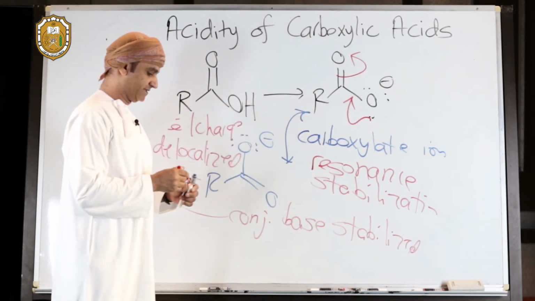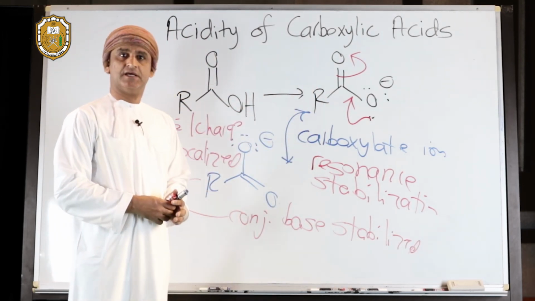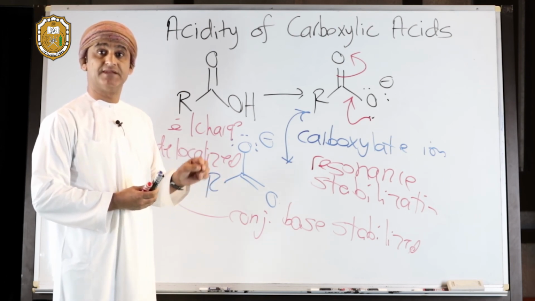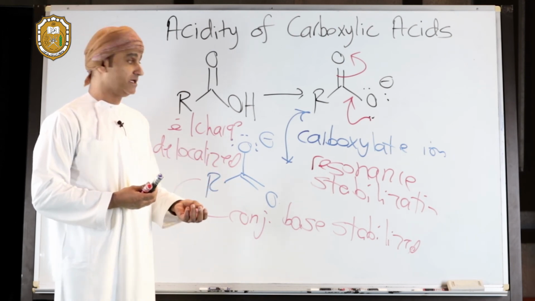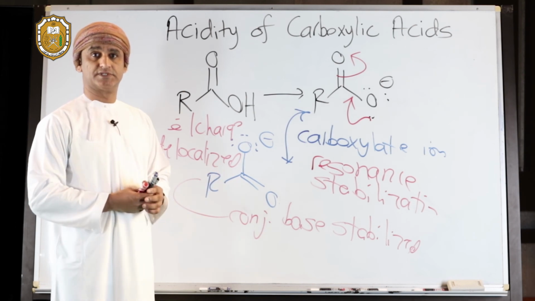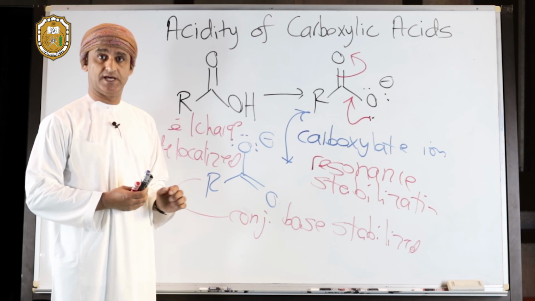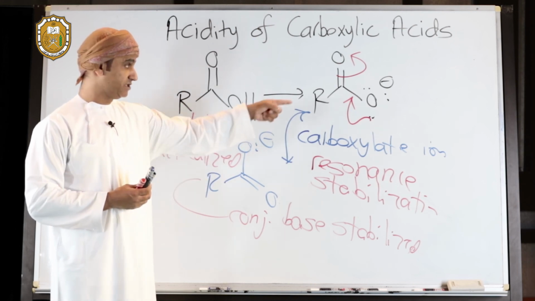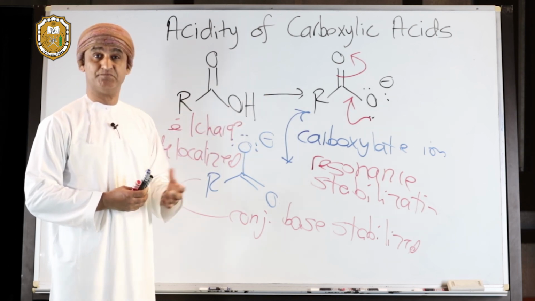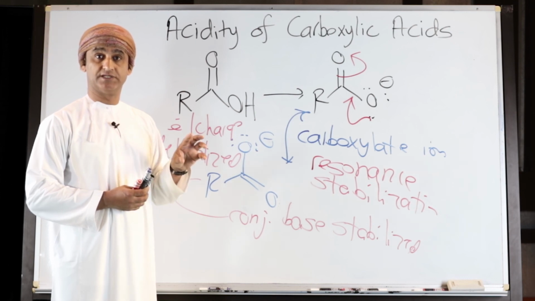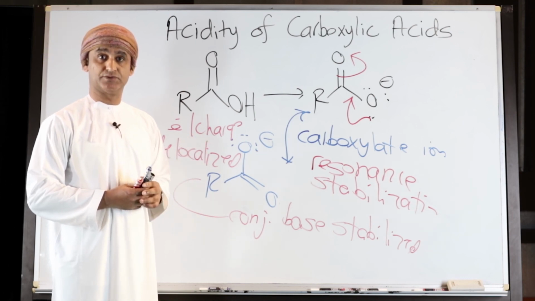If the conjugate base is stabilized, then the original substance can behave as an acid. So this is exactly why carboxylic acids are acidic. That's because their carboxylates are stabilized by resonance in addition to the already existing inductive effect on oxygen, because it is an electronegative atom.